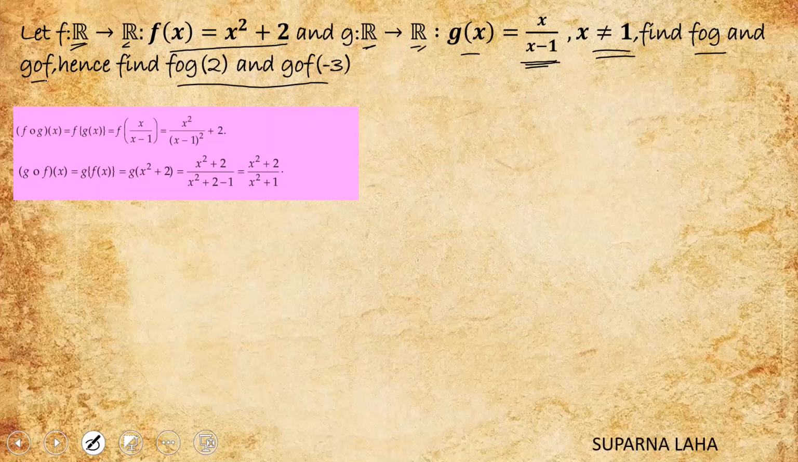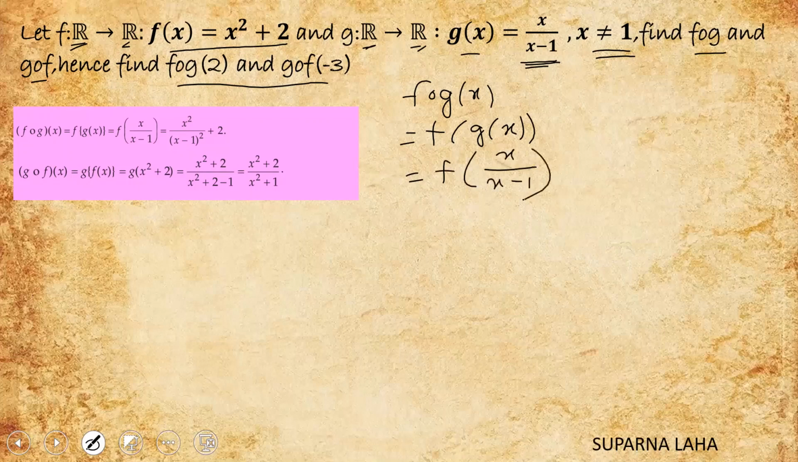So let's find f of g of x. What is g of x? x upon x minus 1. So f of x by x minus 1. Now what is f of x? Input is x, then output is x square plus 2. Here the input is x by x minus 1, so the output is x by x minus 1 the whole square plus 2. So this is the function f∘g.